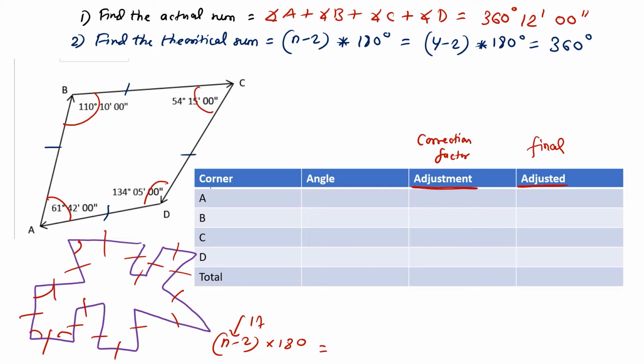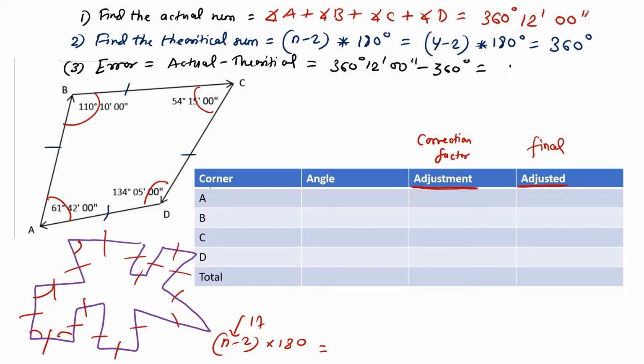Okay, so our third step is to find the error. So what is error? Error is given by actual sum minus theoretical sum, right? Our actual sum was 360 degrees 12 minutes, minus the theoretical sum of 360 degrees. If you subtract this, you get 12 minutes. So this is my error. And guys, remember the sign of the error: actual minus theoretical. So here our sign is positive. The sign is very, very important.